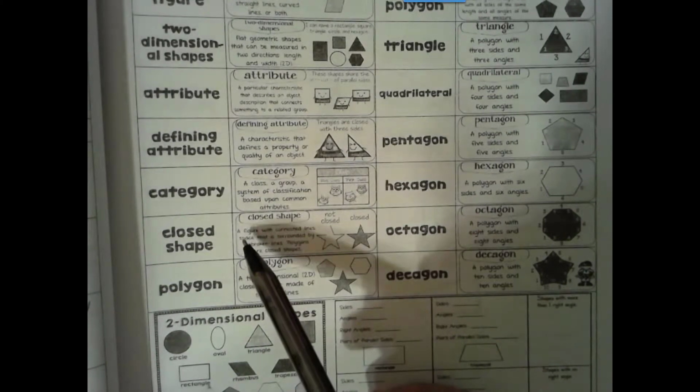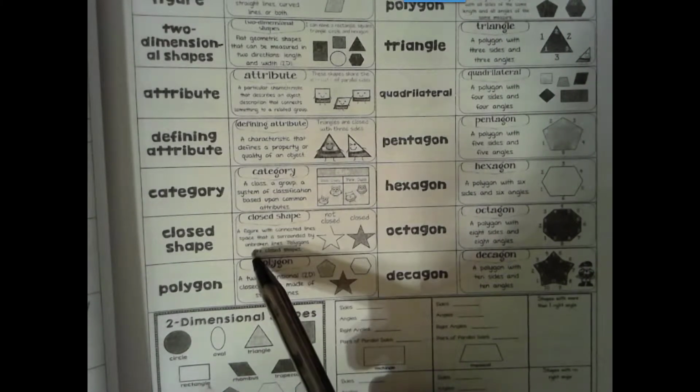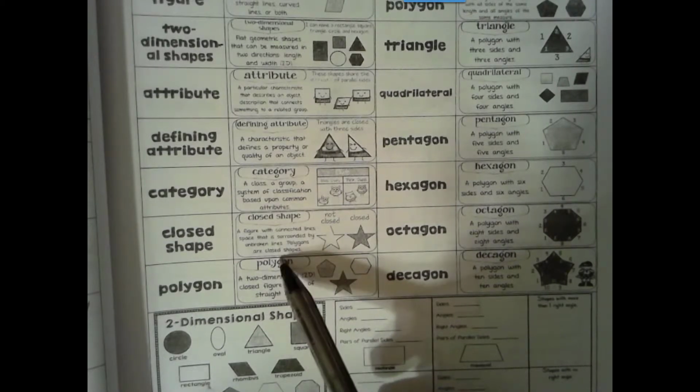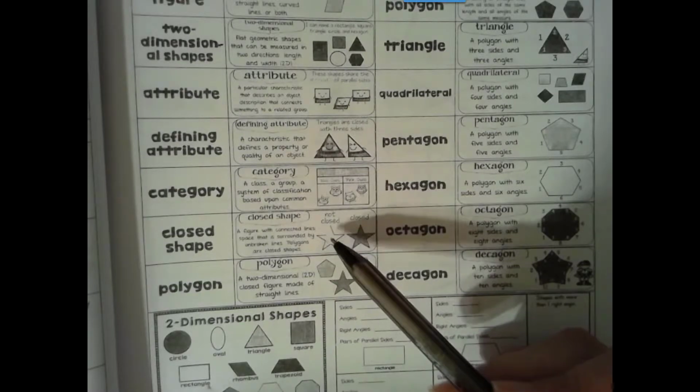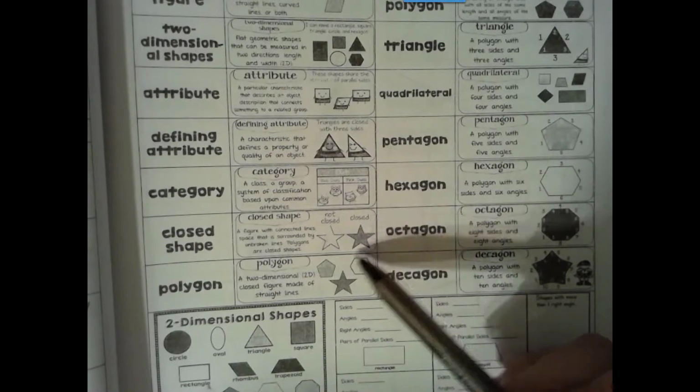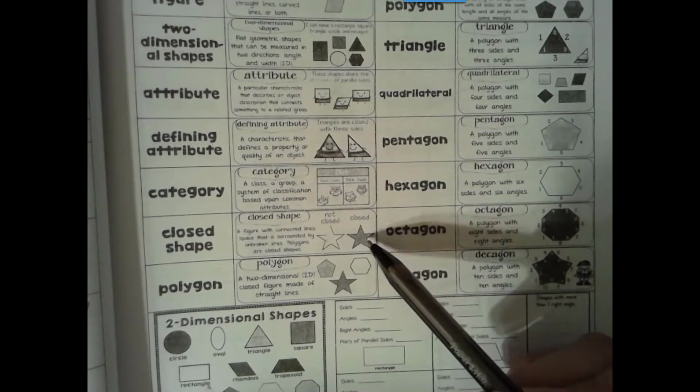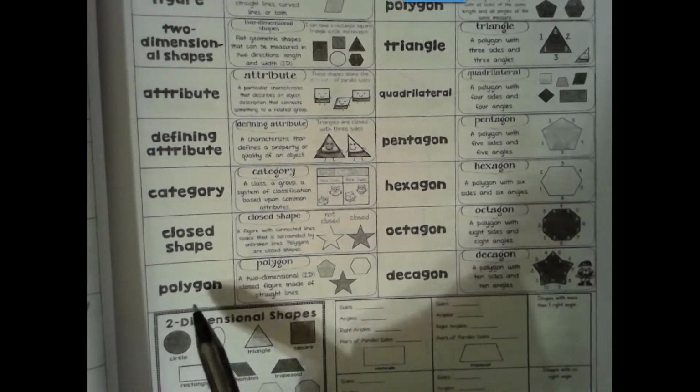Closed shape. A figure with connected lines, unbroken lines. Polygons are closed shapes. So see, this one has an open spot, so it is not closed. This one is completely closed. All the lines are connected.